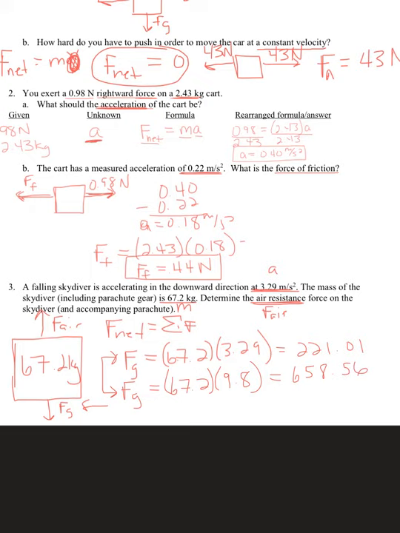And what I need to do is just find the difference between these two numbers. The force of air resistance is the difference between theoretically what my force of gravity should be and my actual force of gravity. The force of air resistance is equal to 437.55 newtons. And that's how you solve that problem.